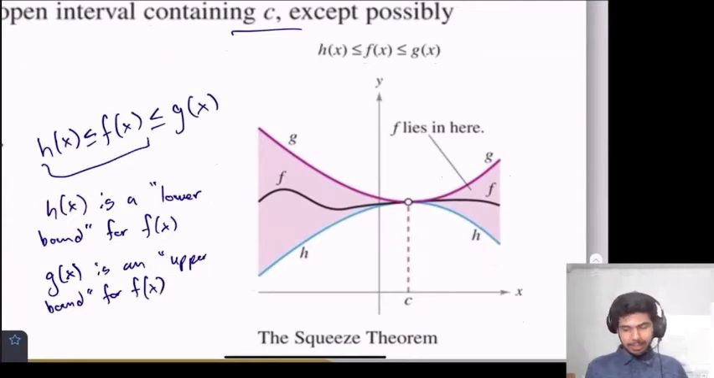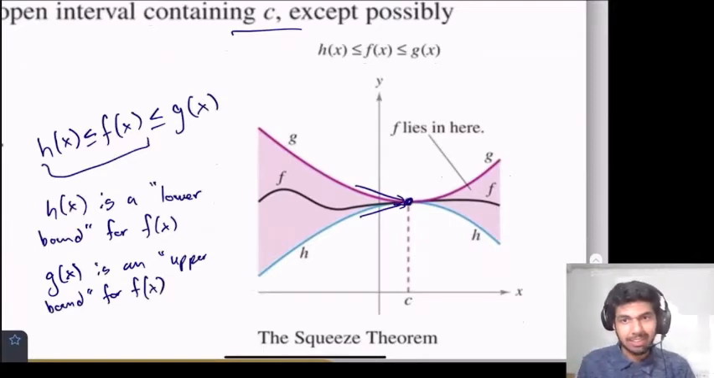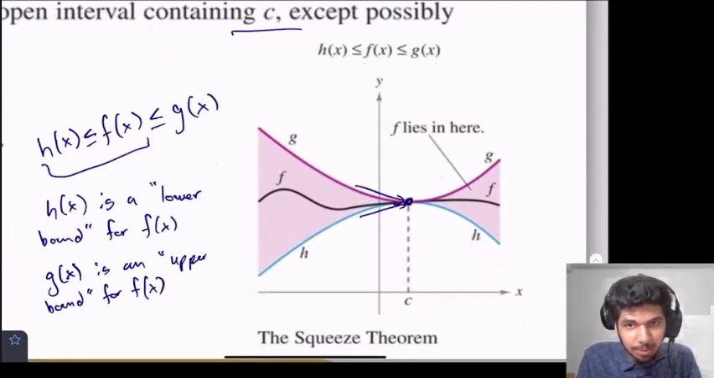And now we're saying, if the limit at some point c of h of x equals the limit as x approaches c of g of x, then f of x has to have a limit there, and that limit is equivalent to the other two. Why? Because it's upper bounded and lower bounded by these two functions, so it has to be in between these two functions, and if g and h are at the same point, because that's why the limit is equal, then f must also be at that point.